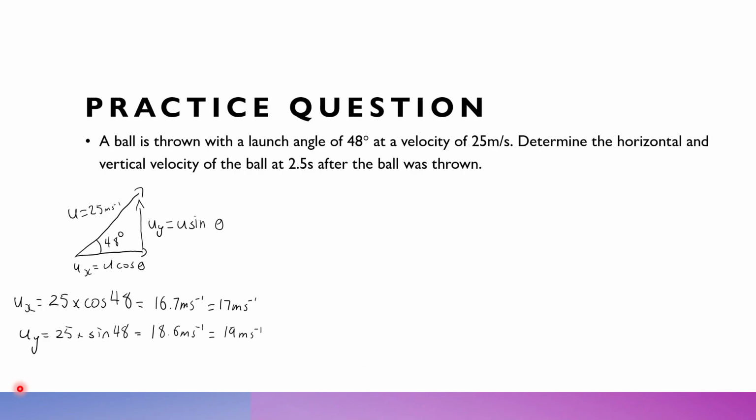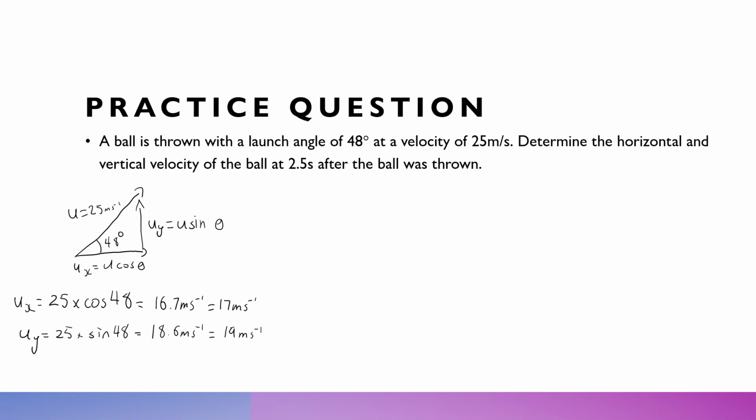So for this video's practice question, we have the same scenario as we did in the first video. A ball is being thrown at a launch angle of 48 degrees and has a velocity of 2.5 meters per second. We're being asked to determine the horizontal and vertical velocity of the ball at 2.5 seconds after the ball was thrown. So here on the left, I've just included the calculations that we did in the first video to determine the initial velocities in the x and y direction.